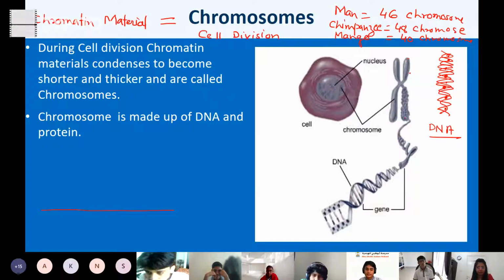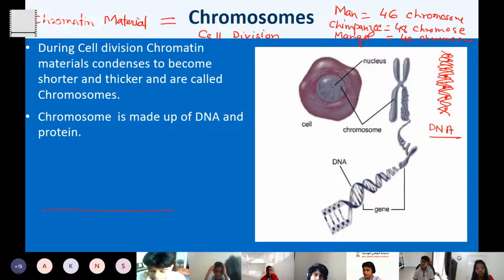Ma'am, the protein molecules are called amino acids, right? Protein molecule, here you just say protein only. Amino acid is the monomer of protein, but here it is protein.